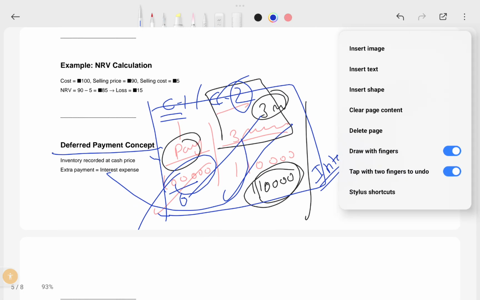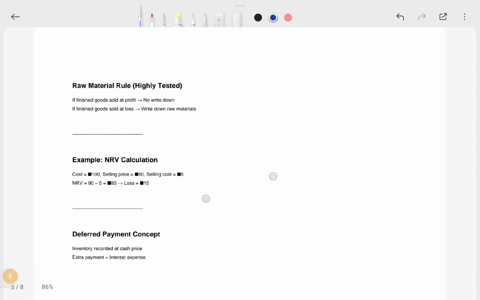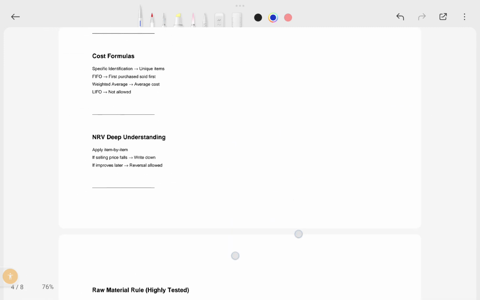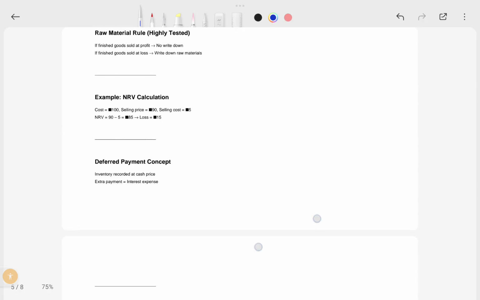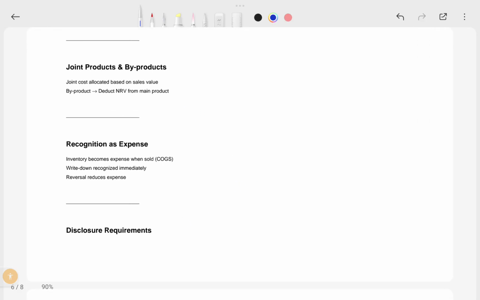In the next video I will solve the inventory problems, the practical problems, what is important from the exam point of view. There you will understand more details. Now you got NRV, net realizable value, and the deferred payment concept; we have completed those. This deferred payment concept is the same for every standard, all standards related to assets. So in PPE also it will come, and you will understand there also. The concept is the same: what is the interest hidden in this?